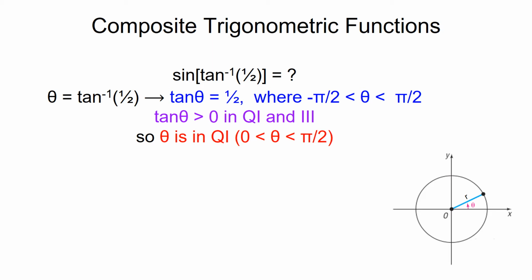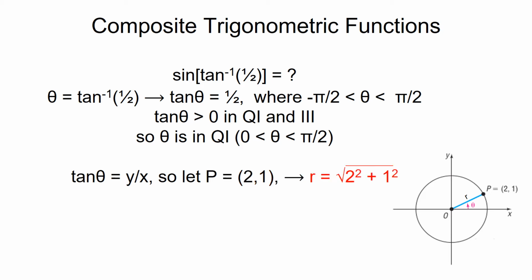The terminal side of theta crosses a circle of radius r. The tangent of theta is defined to be y over x, and since it's equal to 1/2, we can say that y is equal to 1 and x is equal to 2. And the point P at 2, 1 lies on the terminal side of the position angle theta, r units away from the origin. We use the Pythagorean theorem to obtain r, and we find that r is equal to the square root of 5.